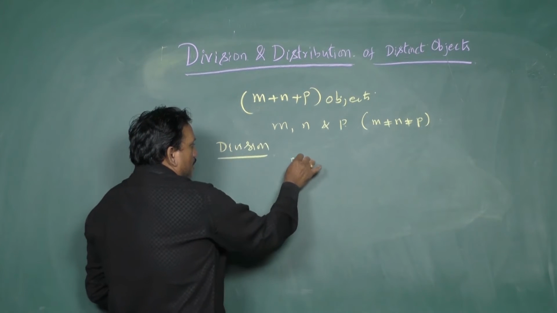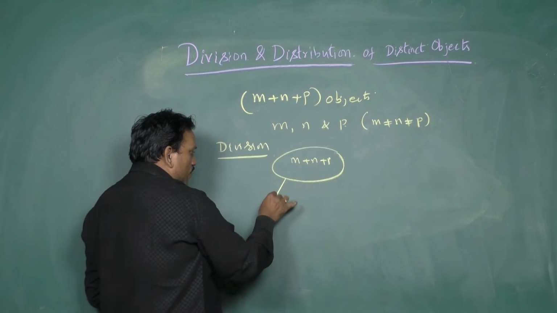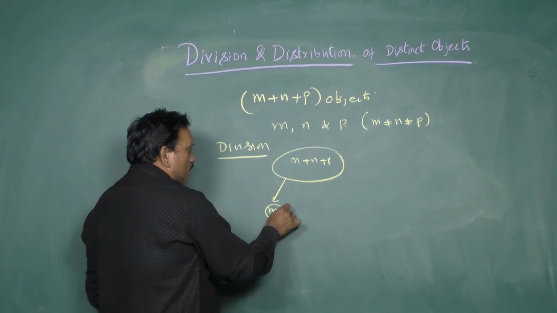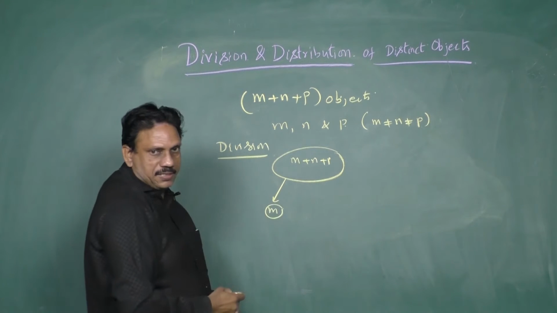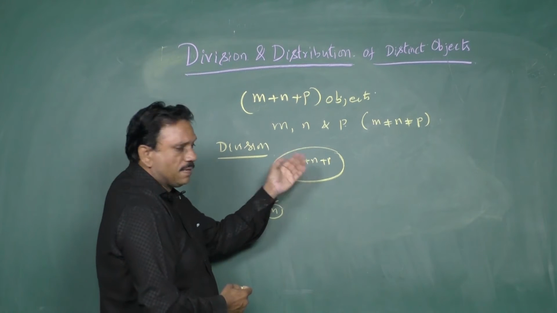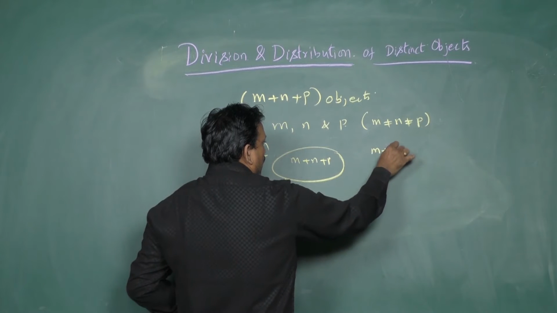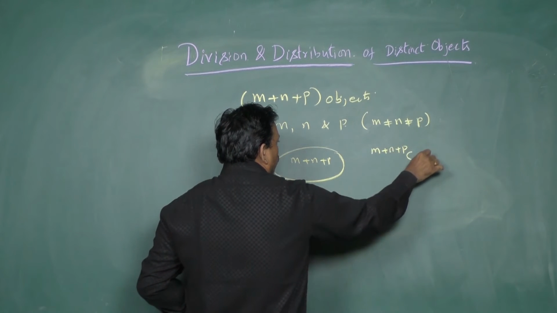Division of m plus n plus p objects. First we take m objects from m plus n plus p objects. You have to select m objects from m plus n plus p. This can be done in m plus n plus p C m ways.